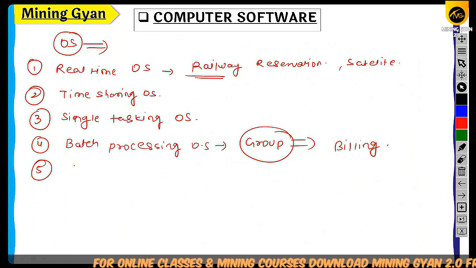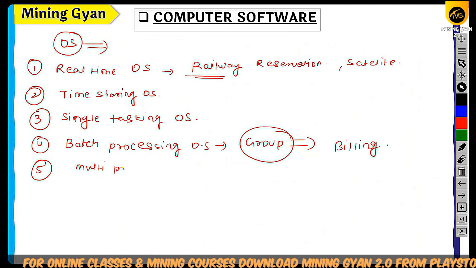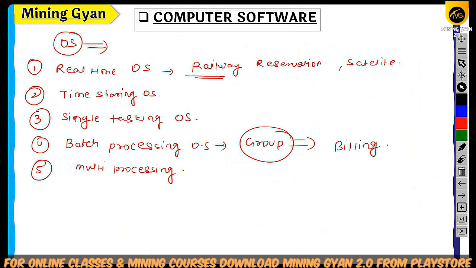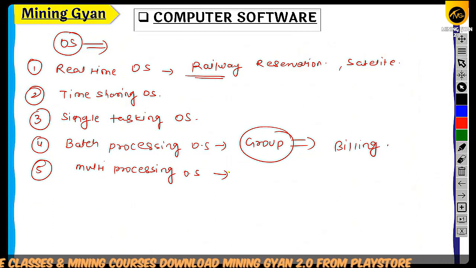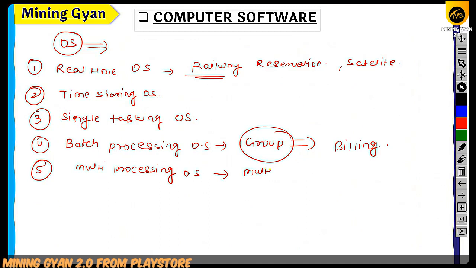The next one is the multi-programming operating system. The multi-programming operating system also works in groups, or you can say that in one time it can run multiple programs. एक ही टाइम में कई मल्टीपल प्रोग्रामिंग कर सकता है. So multi-programming at a time.